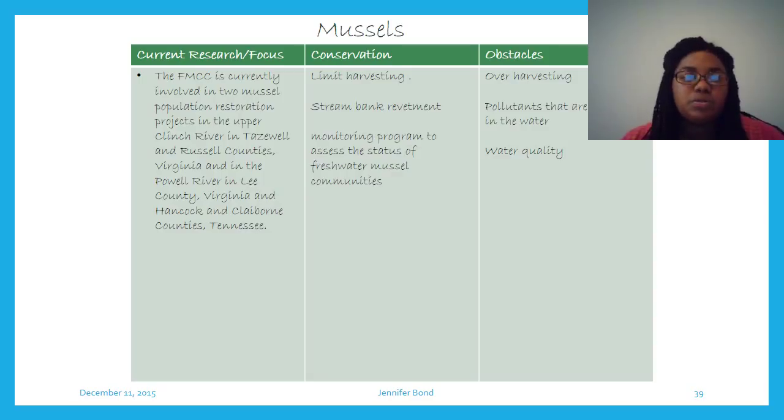With regard to mussels, the FMCC is currently involved in 2 mussel population restoration projects in the Upper Clinch River in Tazewell and Russell Counties, Virginia, and in the Powell River in Lee County, Virginia, and Hancock and Claiborne counties in Tennessee. Conservation efforts include limiting harvesting, stream bank revetment, monitoring programs to assess the status of freshwater mussel communities, and obstacles are overharvesting, pollutants that are dumped into the water, as well as water quality issues.